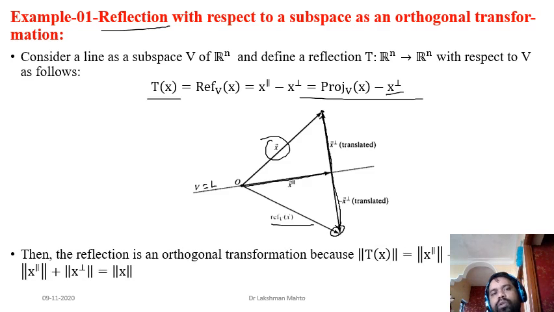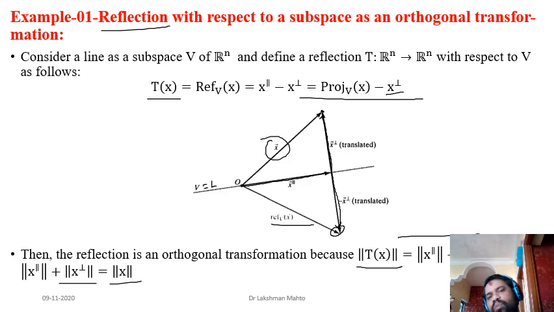Now, to establish that this is an orthogonal transformation, you have to take any arbitrary element x and show that the norm of the reflection of x is equal to the norm of x. Here the relation is already established. So it simply says that reflection is an orthogonal transformation.